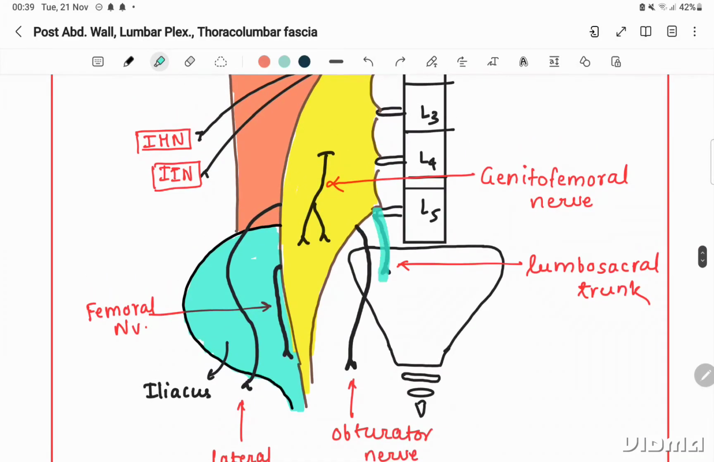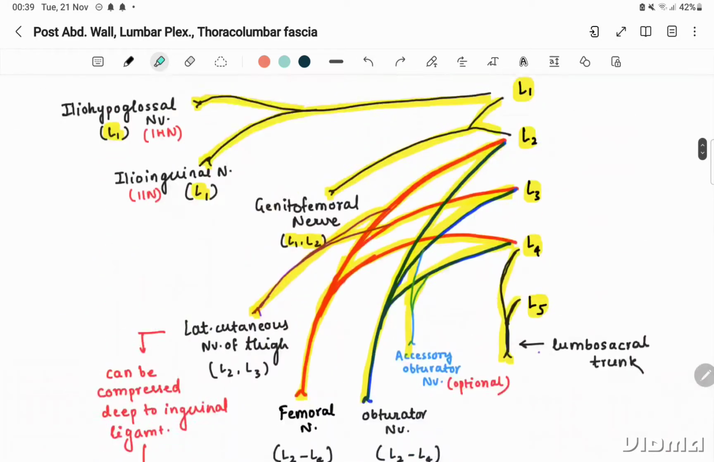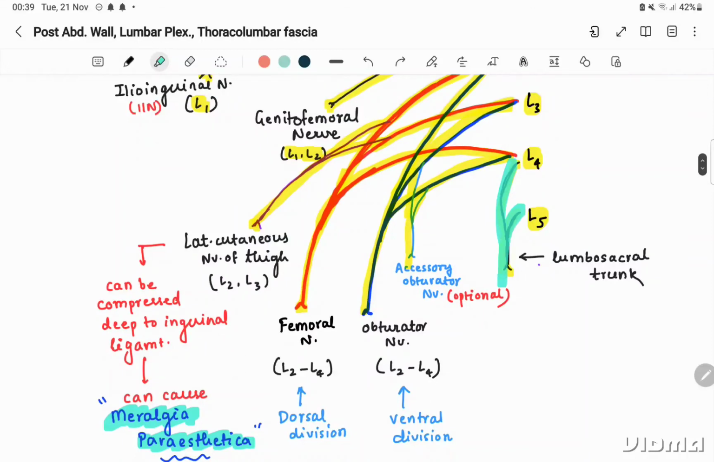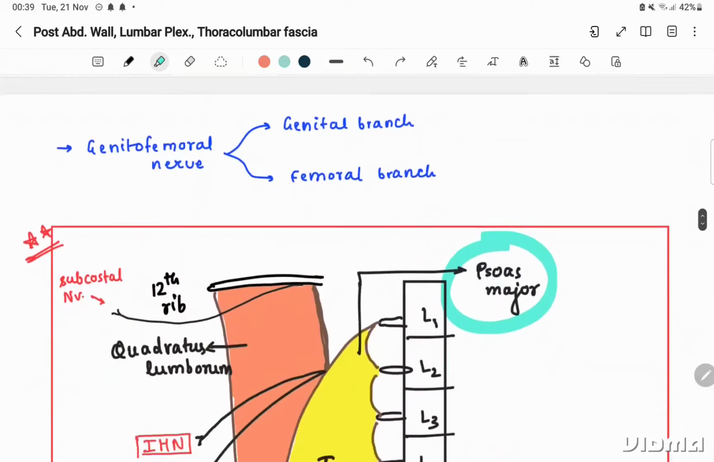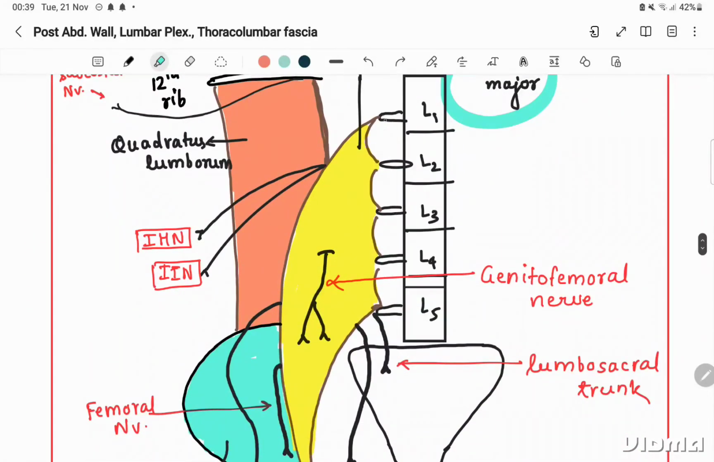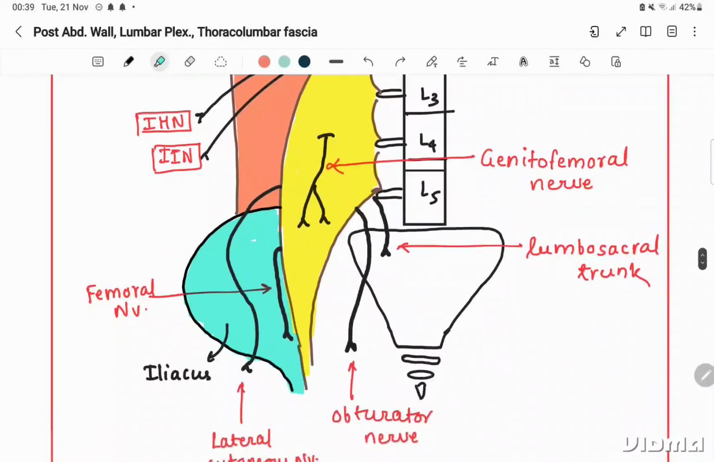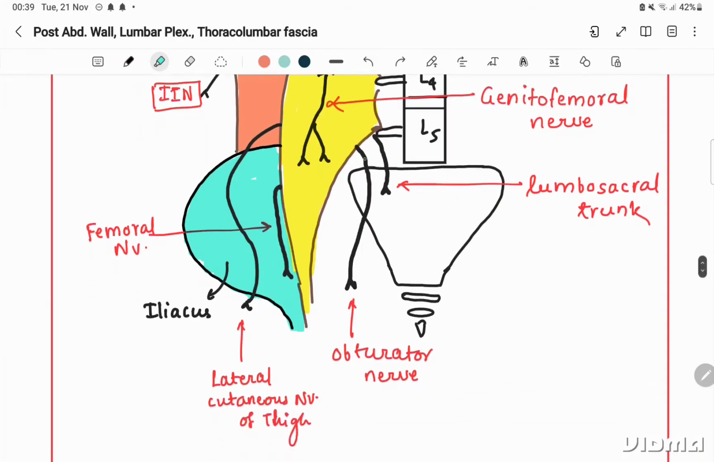You will have your lumbosacral trunk arising, you can correlate from here. The lumbosacral trunk is arising from L4 to L5, and the genitofemoral nerve will be arising from your L1 to L2. So this is the genitofemoral nerve which will be coming like this, piercing the muscle and coming out. The lumbosacral trunk from L4 to L5 will come out like this, and the obturator nerve will pass through the ala, this part and this part.